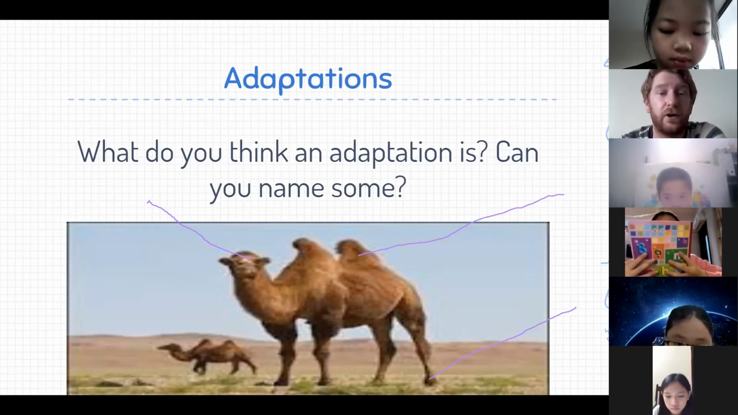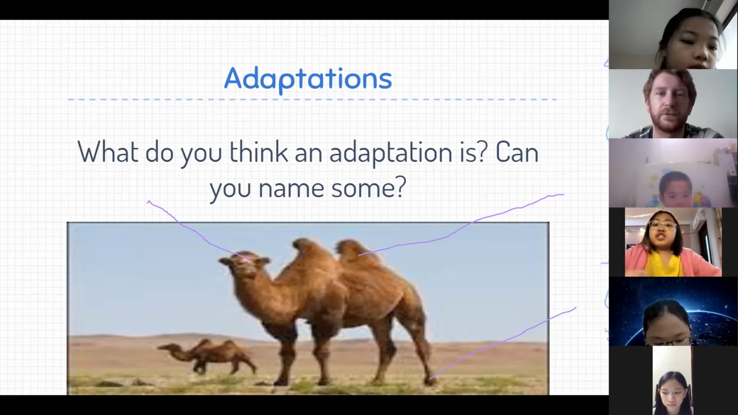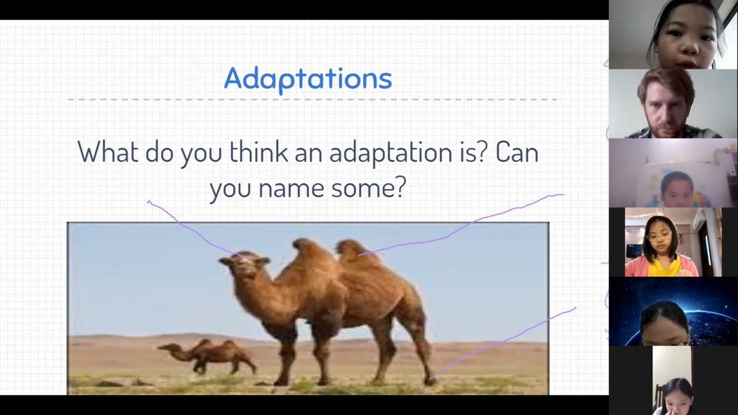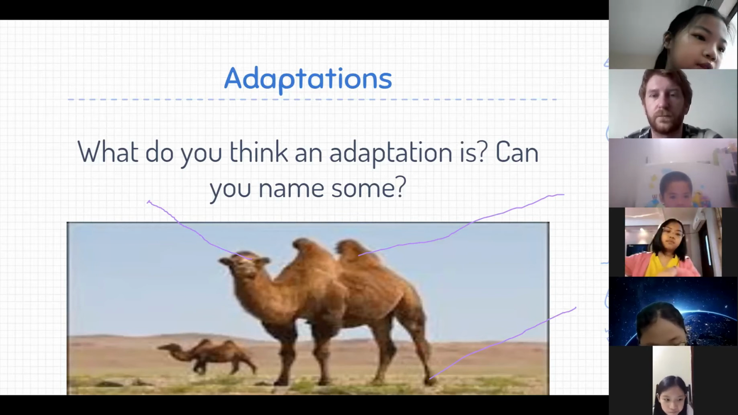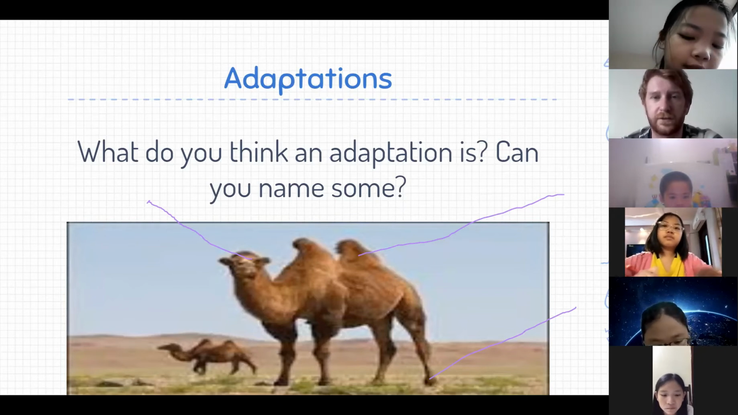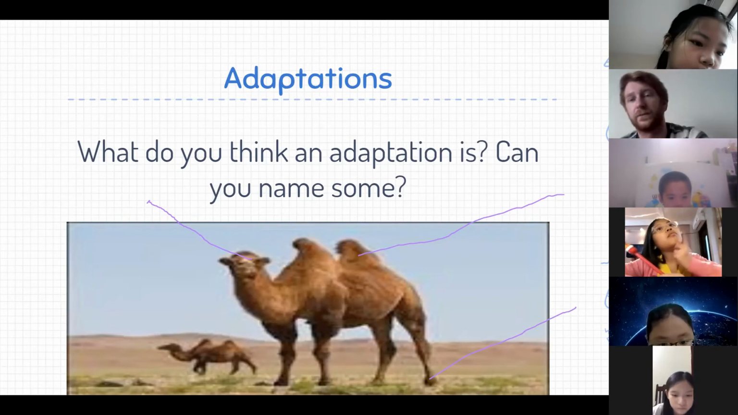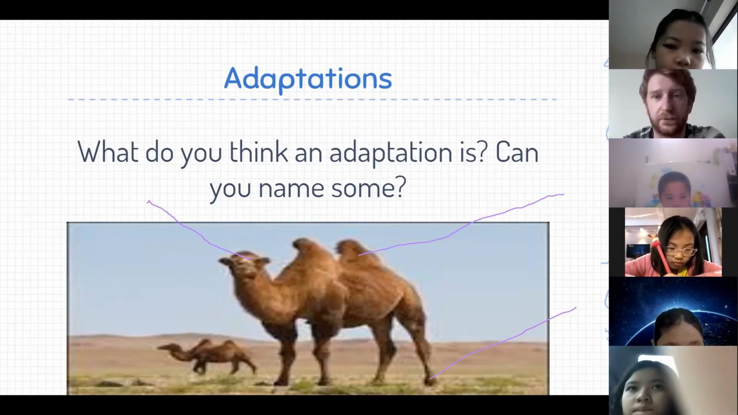I chose the humps. So who can tell me why a camel has got two big humps? Trixie? It's because it needs to store fat and water for it to survive. Yes, exactly. Inside a camel's hump, it has lots of fat stores, which it eats very, very slowly as it's going through the desert, and it also stores water.